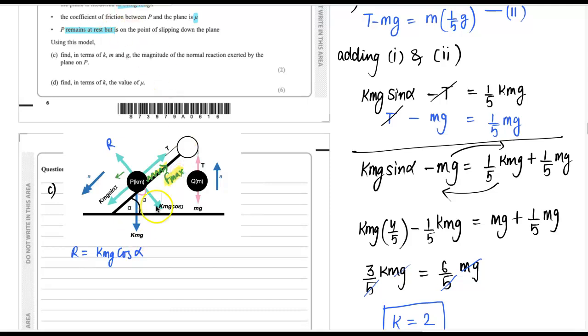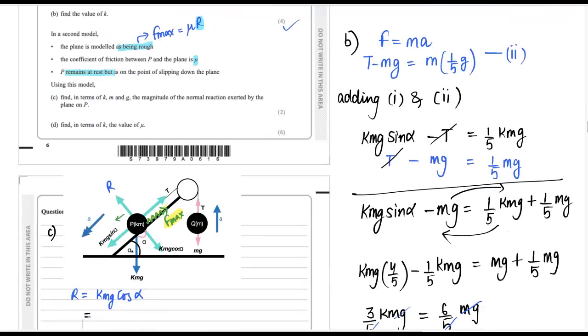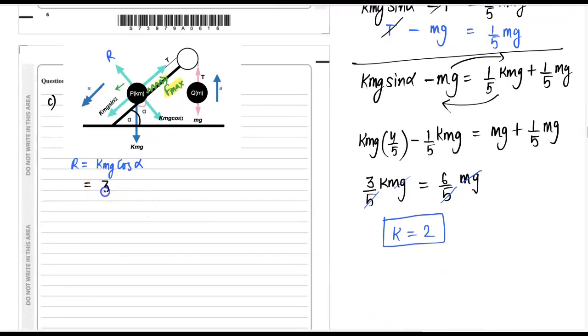Okay. Now we were talking about a reaction. So kmg cos alpha was 3/5. So can we say 3/5 of kmg? Now from the previous part, we found out the value of K to be 2. So finally, can we say that 3/5 times 2 mg is going to be giving us 6/5 of mg. Correct? So the reaction force is 6/5 of mg, and here you lost your mark.